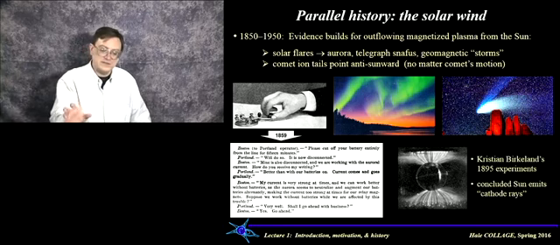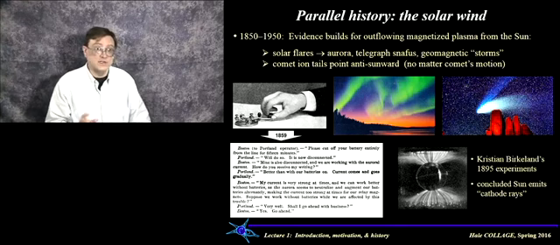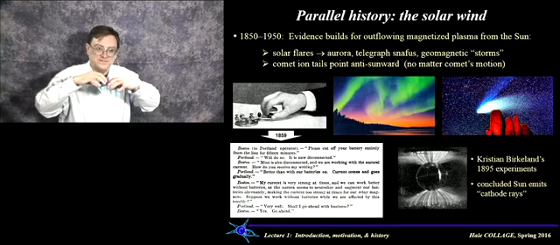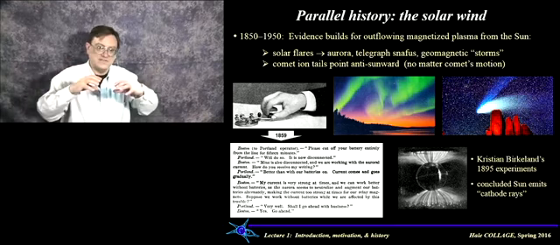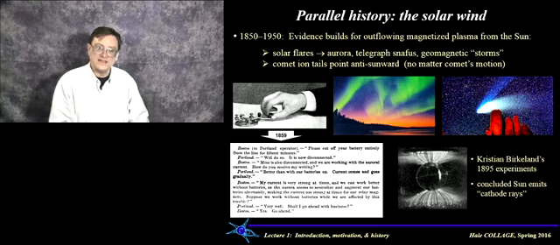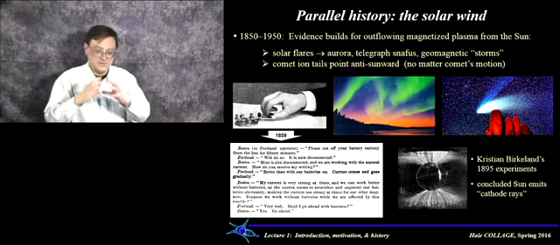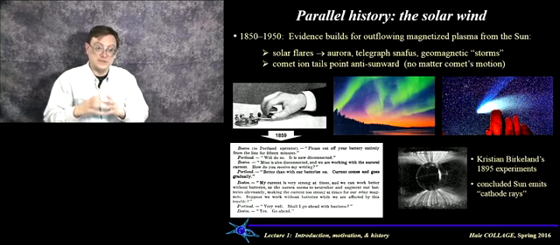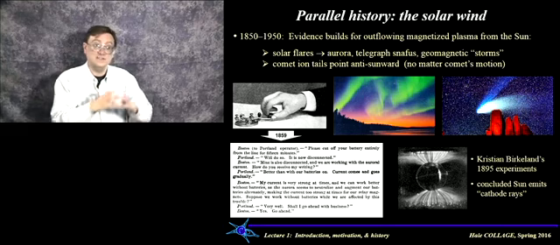The other interesting thing was that in 1895, Christian Birkeland in Norway was doing some fascinating laboratory experiments with magnetized plasmas, magnetized balls surrounded by ionized gas. And he found that with a dipole magnetic field, the patterns of the gas on the surface of this little ball were very similar in shape to the patterns of aurora borealis on the surface of the Earth.